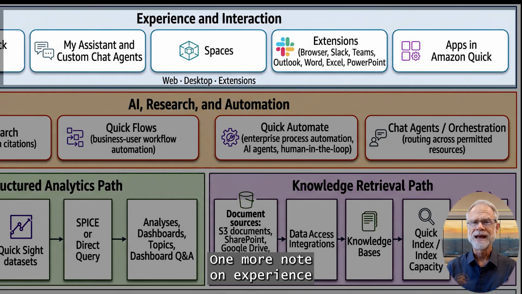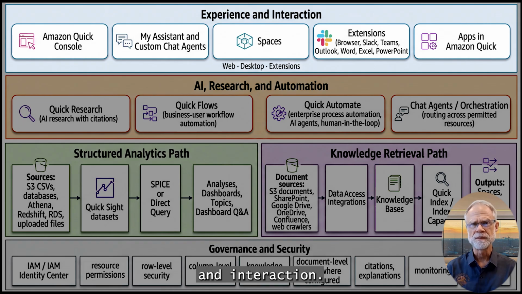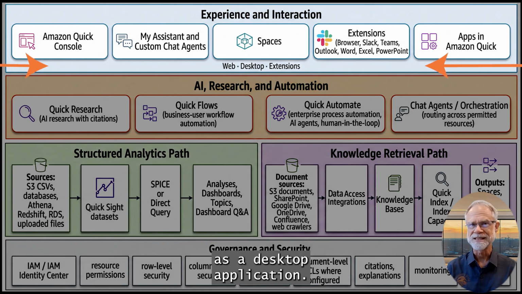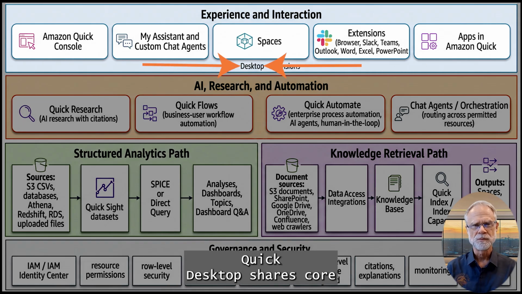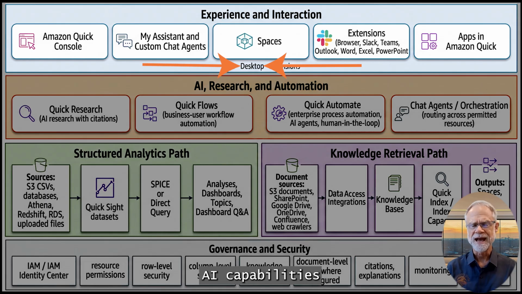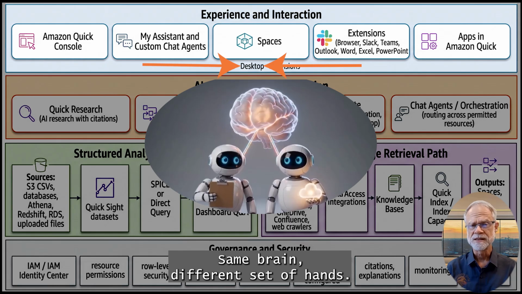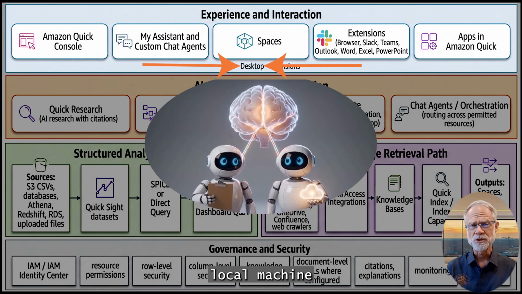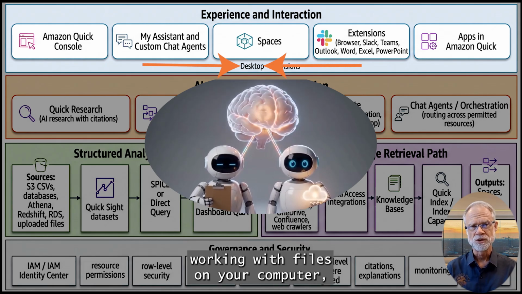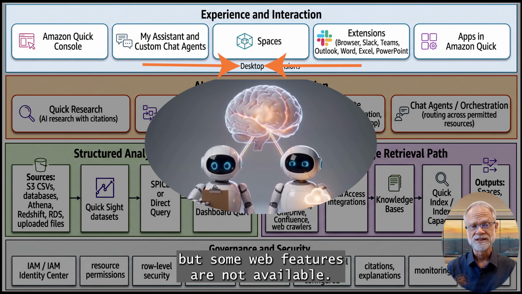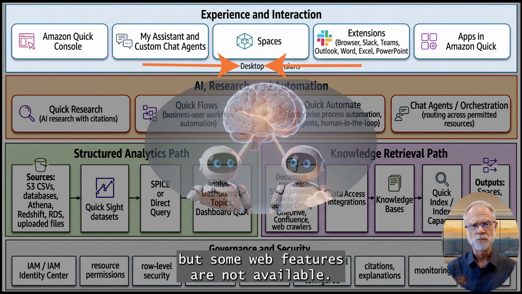One more note on experience and interaction: Quick is also available as a desktop application. Quick Desktop shares core AI capabilities with the web experience, but they are quite different. Same brain, different set of hands. Desktop adds local machine capabilities such as working with files on your computer, but some web features are not available.